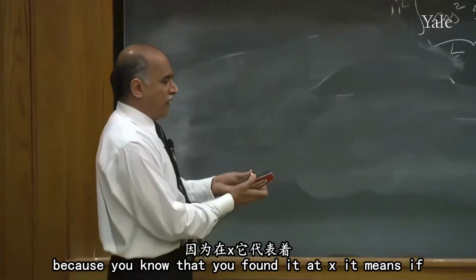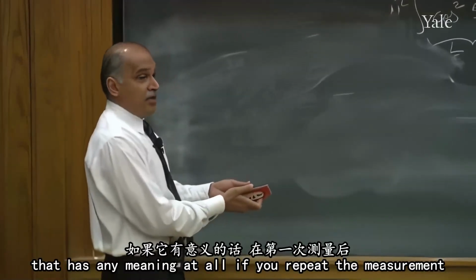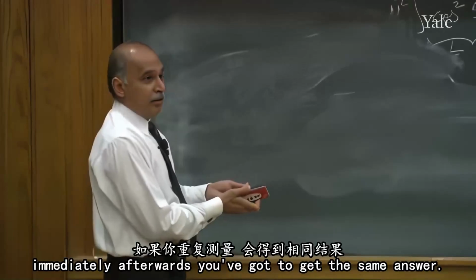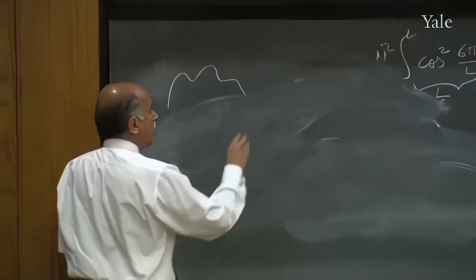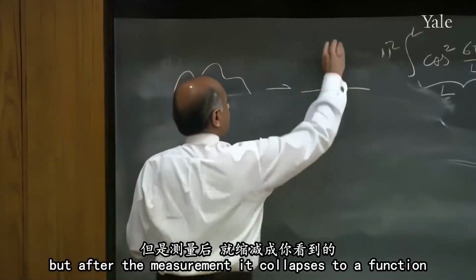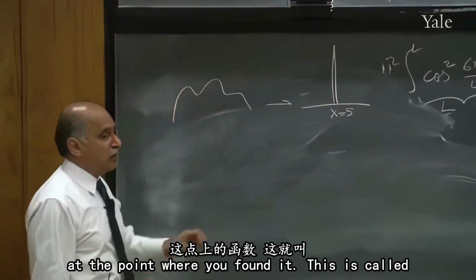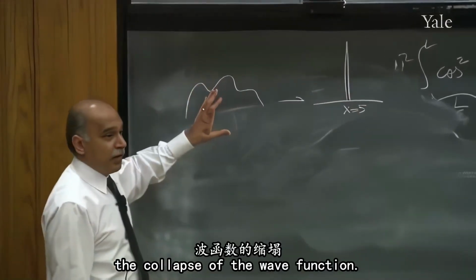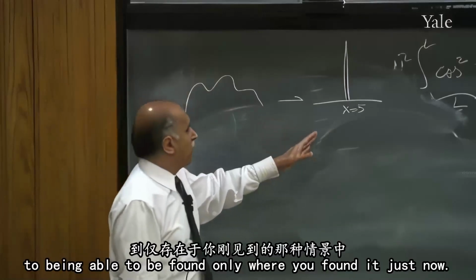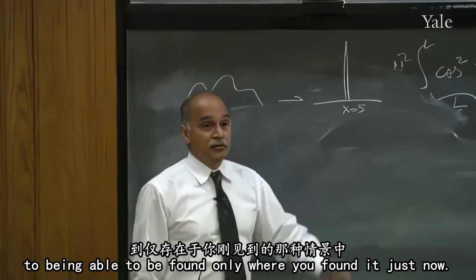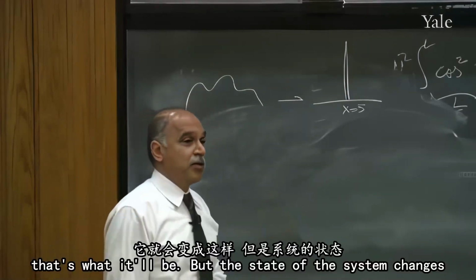Because you know that you found it at x, it means, if that has any meaning at all, if you repeat the measurement immediately afterwards, you've got to get the same answer. Therefore, your initial function could have looked like that, but after the measurement, it collapses to a spike at the point where you found it. This is called the collapse of the wave function. It goes from being able to be found anywhere to being able to be found only where you found it just now. It won't stay that way for long, but right after measurement, that's what it will be.